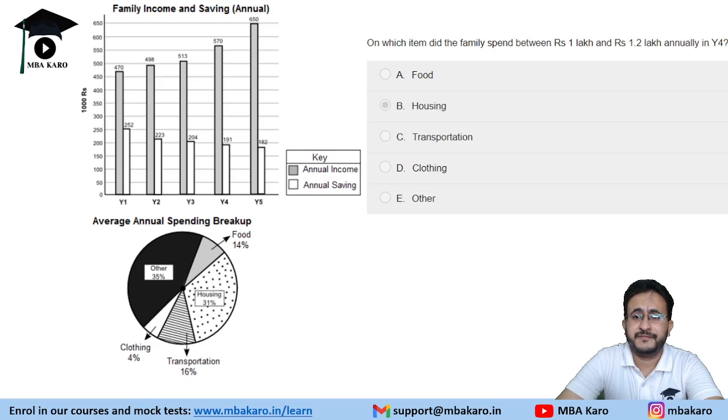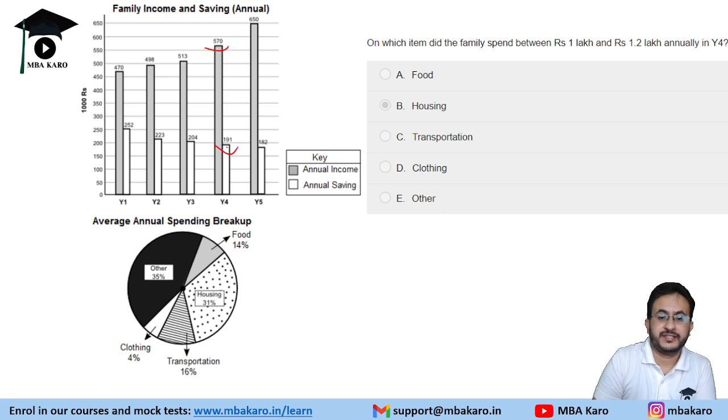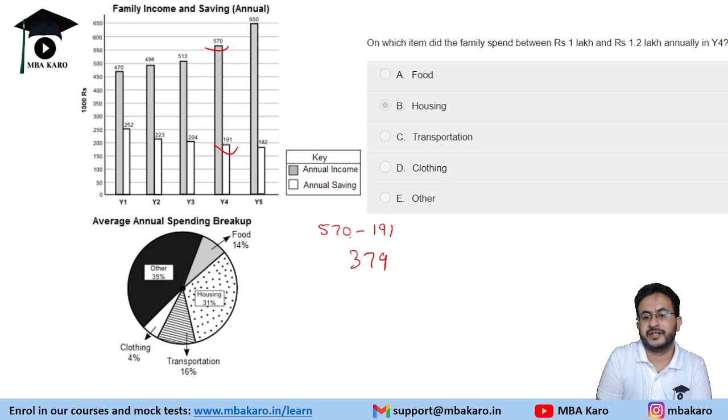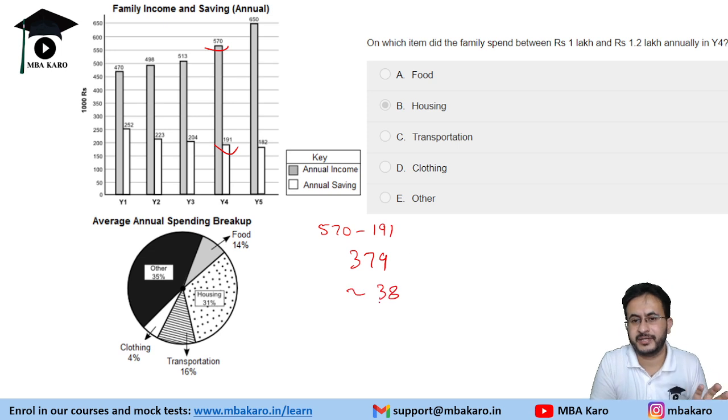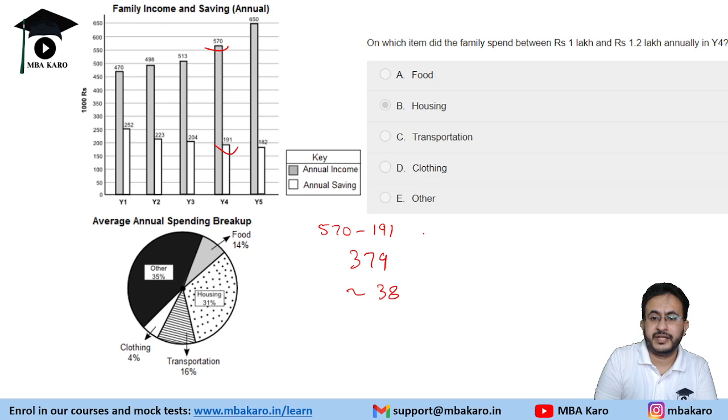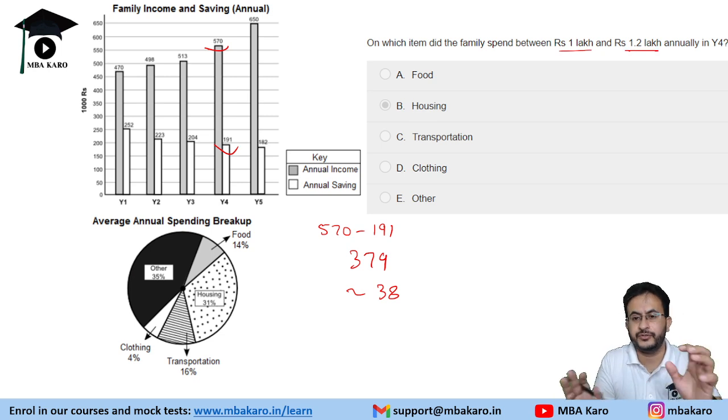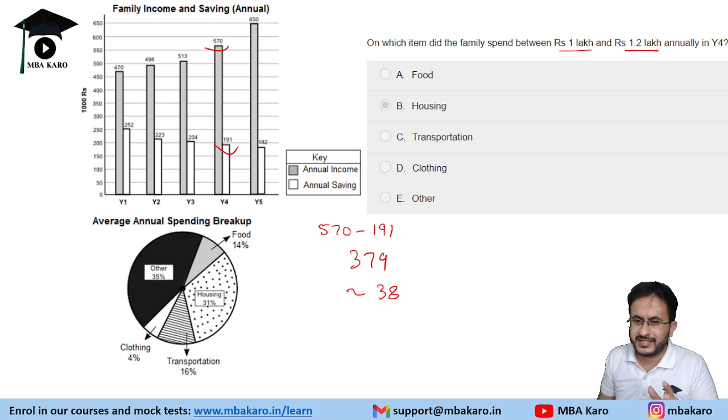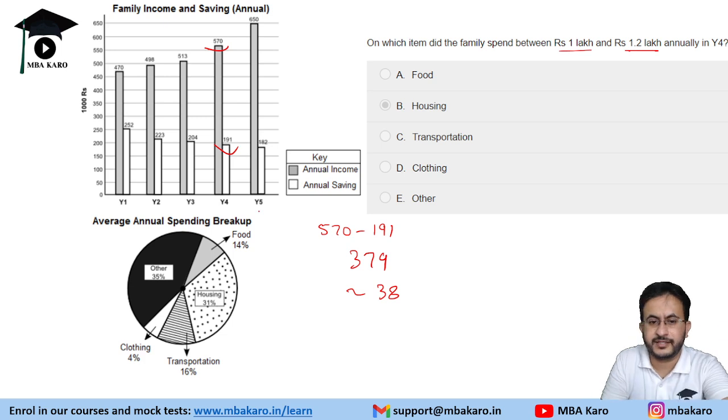On which item did the family spend between 1 lakh and 1.2 lakh annually in Y4? Now, how to do this calculation is, see, in Y4, the expenditure is 379, 570 minus 191, 379. So we can say that roughly 38 as a multiple. Now 38 into which number will be 100? The thing is, you do not have to take the actual digits, like whether it is 1 lakh, 1.2 lakh, just see the multiplying factor.